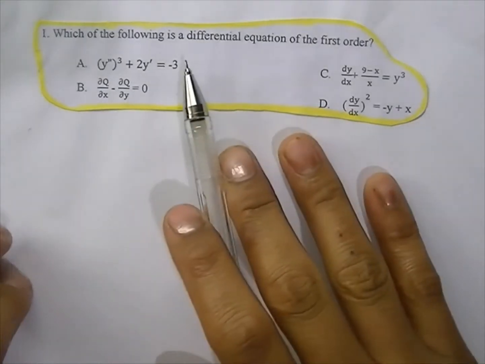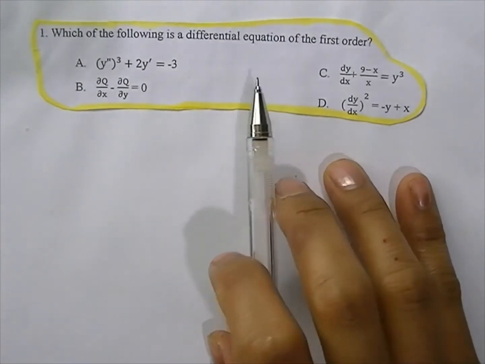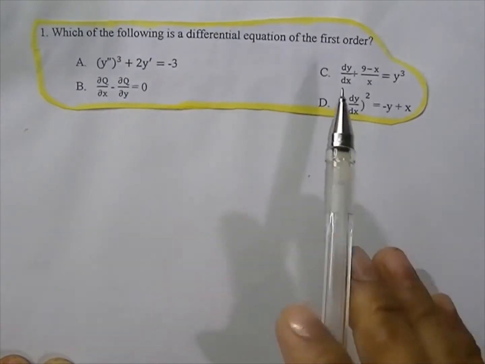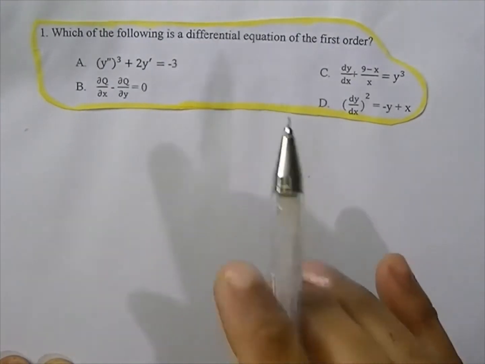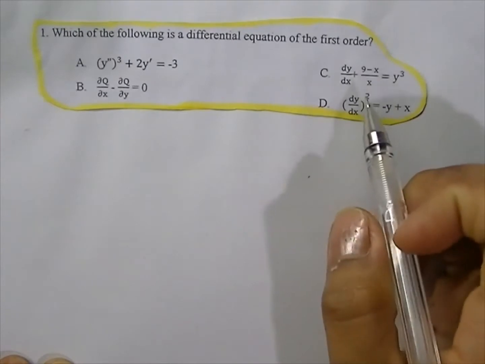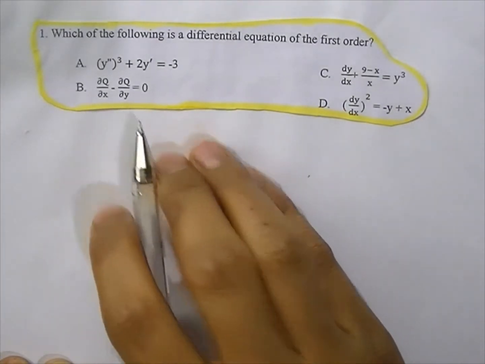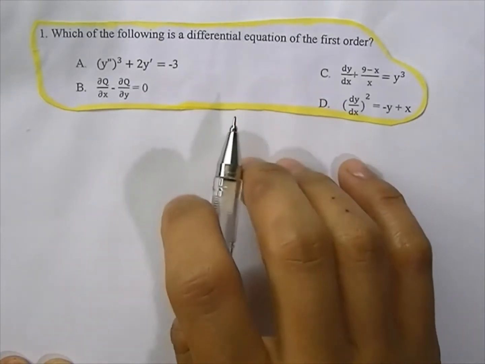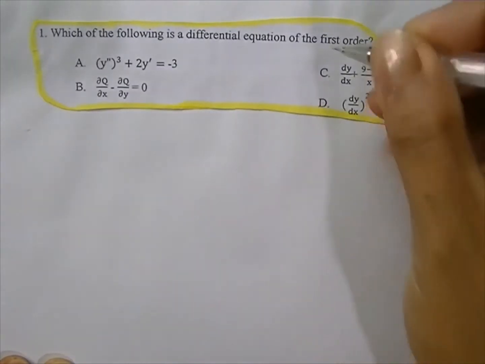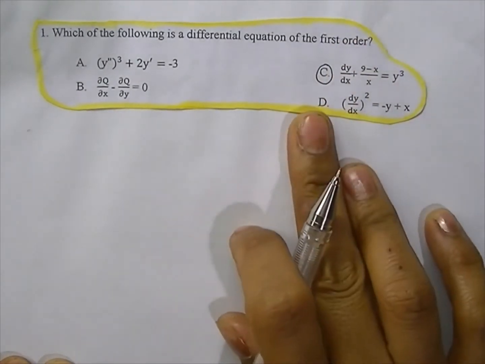Number 1. Which of the following is a differential equation of first order? So when we say first order differential equation, it only contains the first derivative and does not have partial derivatives. And the only choice that fulfills this requirement is option C. So we have option C.